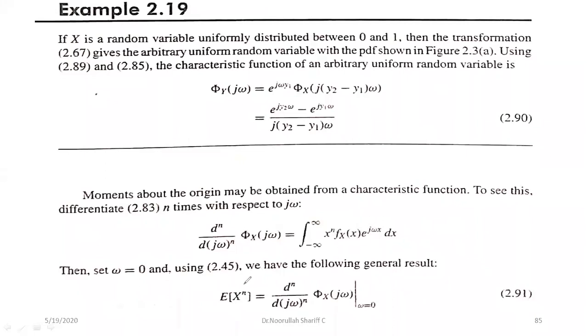So this is nothing but E of x to the power n, which will be this whole thing when omega is equal to 0. Because when will this become 1? When omega is equal to 0. Then whatever we are left with is just the expectation of x to the power n. Okay?